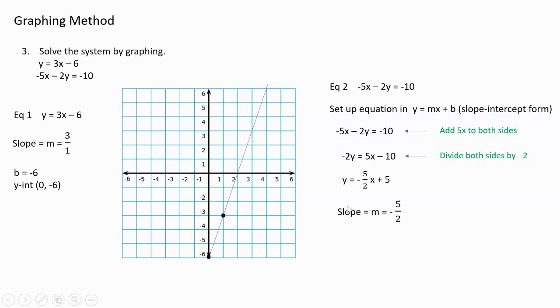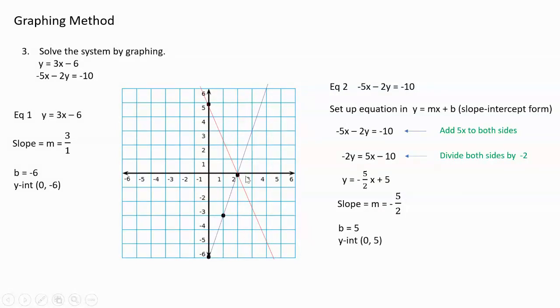So my slope is negative 5 over 2, and my b is 5, and my y-intercept is 0, 5, which is my starting point. So I'm going to start at 0, 5. Then since my slope is negative 5 over 2, I'm going to go down 5 and 2 to the right. I'm going to go down 5, 1, 2, 3, 4, 5, and 2 to the right, 1, 2. And then connect my 2 points.